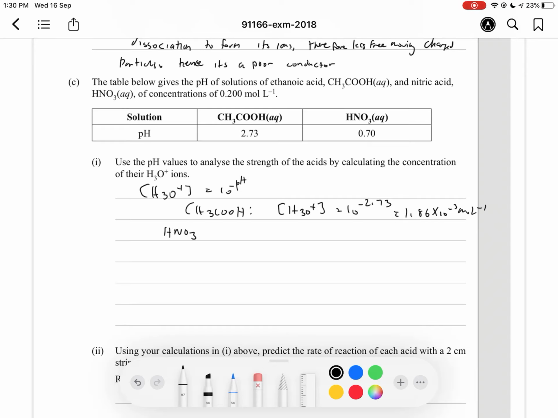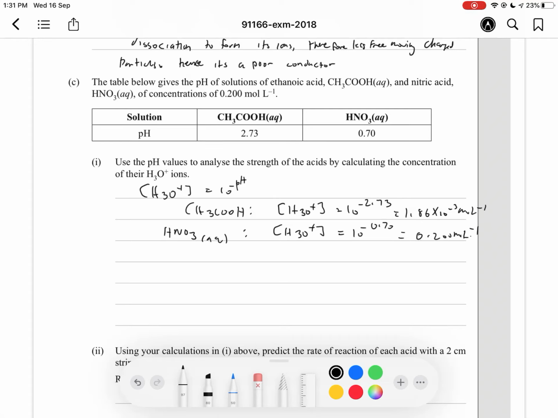For HNO3, nitric acid, that should be the strong acid. So hydronium is equal to 10 to the power of negative 0.70. That should give us 0.200 mole per liter. As you can see here, the concentration of HNO3 is equal to the concentration of hydronium, which means that it undergoes full dissociation to form its ions. Therefore, it's a strong acid because it undergoes full dissociation.